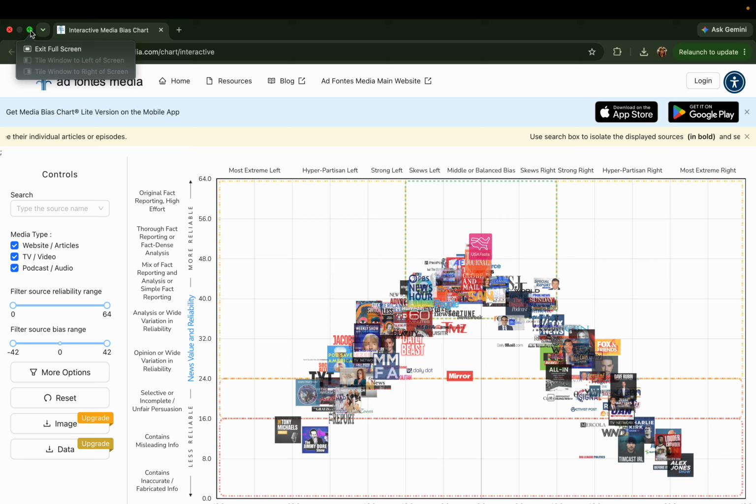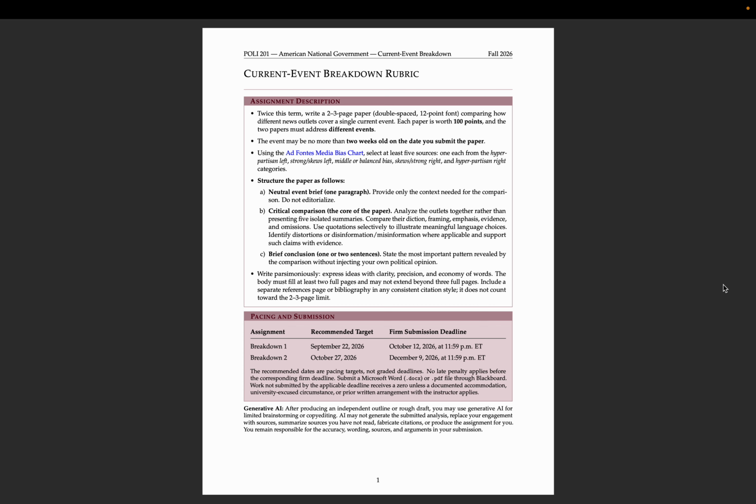You're going to listen to those articles. And then what you're going to do is write your paper on it. And I have written out here what I think you should structure your paper as. So first, you're going to do a neutral event brief. That's 1 paragraph. You're going to provide only the context needed for the comparison. You're not supposed to editorialize here. So essentially say what happened.